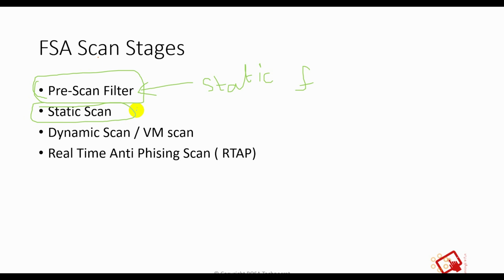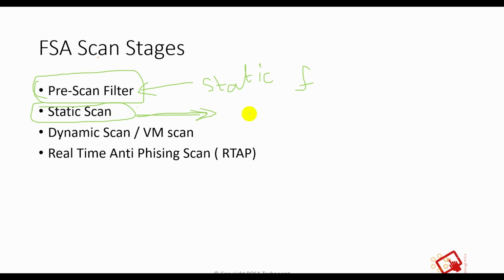So static scan is based on what is statically available: the database, the available definitions, and static lists, without doing a dynamic scan. All of this is based on category, rating, and the already existing database, without running the actual executing file. That comes under a static scan.